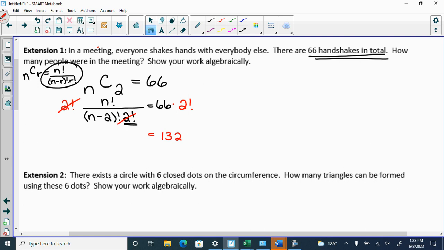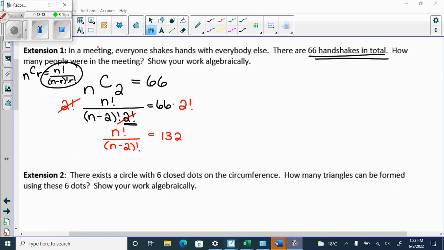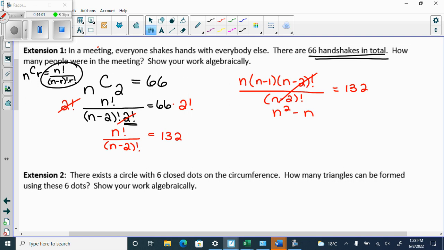Okay, then we have n factorial over n minus 2 factorial. You try and solve this one out. It's not a polynomial. It's a nice one. Try and solve that one. So we have n, n minus 1, n minus 2, or we can technically go dot, dot, dot, but we're going to put the factorial symbol, over n minus 2 factorial equals 132. These cancel. I get n squared minus n minus 132 equals 0.